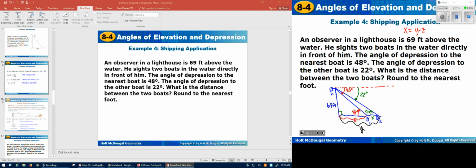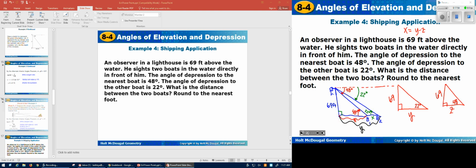So I'm looking at two different pictures. First, the longest one, y, with 69 being the leg. And what's the angle? 22, because it's the longest one all the way to here, right? And then I'm going to look at the shorter one. Still a right triangle with 69 for the leg, but this is now z, and what's my angle? 48. So we're going to do two separate problems, and then we're going to subtract before we round. So don't round until the very end, okay?